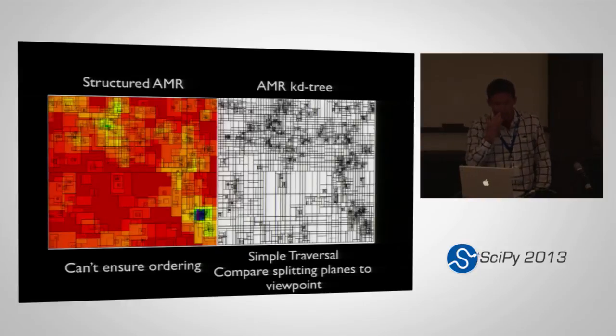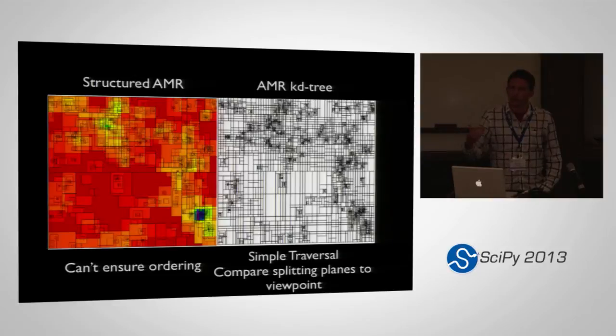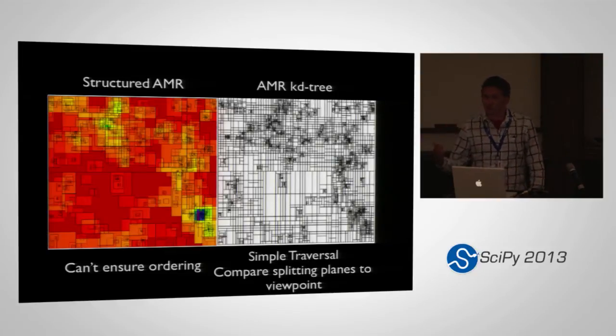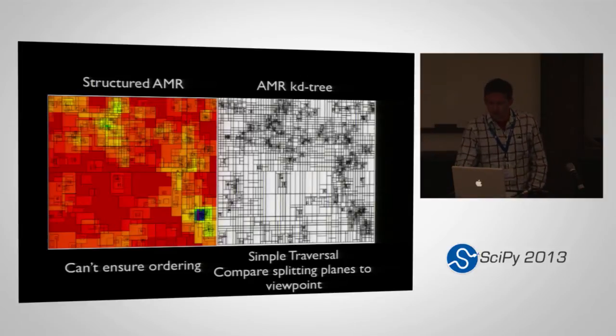So what I did was create a KD tree, which is a natural way to create splitting planes that divide up a region of space into things that are behind and in front of a given point in space. That allows you to do very simple traversal from any direction you want, even from within the data set itself, by just comparing splitting planes to wherever you're viewing from.